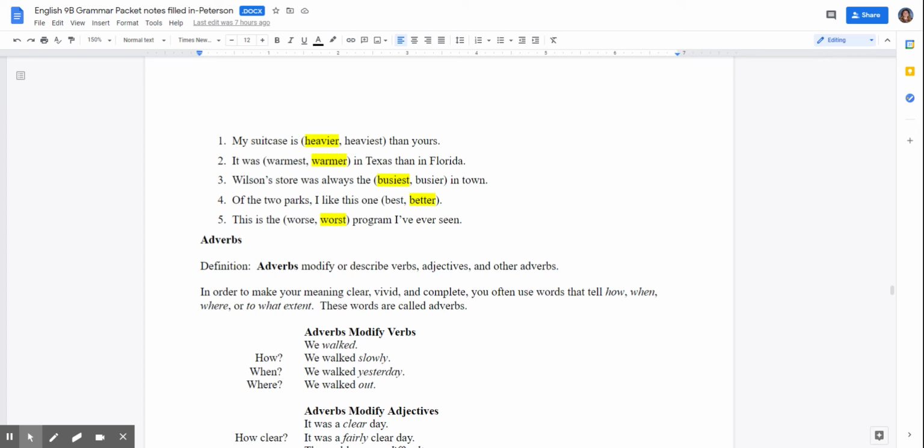4, of the 2 parks, I like this one better. 2 parks, 2 things, comparative, better. 5, this is the worst program I've ever seen. So out of all the programs I've seen, this one is the worst.